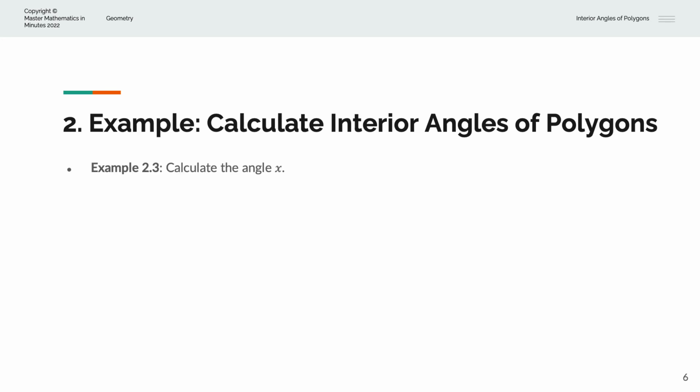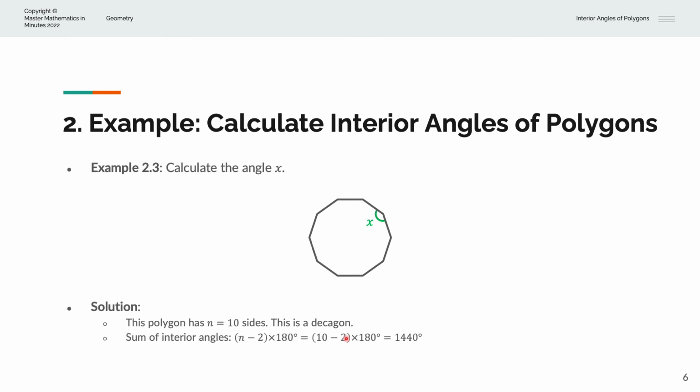In the third example, we're asked to calculate the angle x. So this polygon has 10 sides, and so we have n equals 10. And this is called a decagon. And so we know that the sum of the interior angles is n minus 2 multiplied by 180 degrees. We'll substitute n by 10 because this polygon has 10 sides. Minus 2 times 180 degrees, that's 1440 degrees as the total of the interior angles.